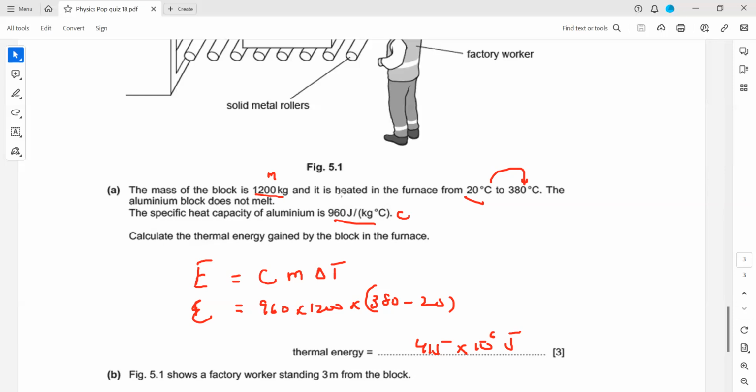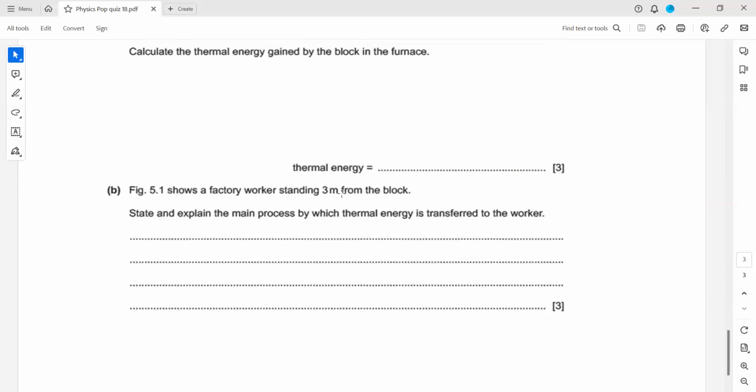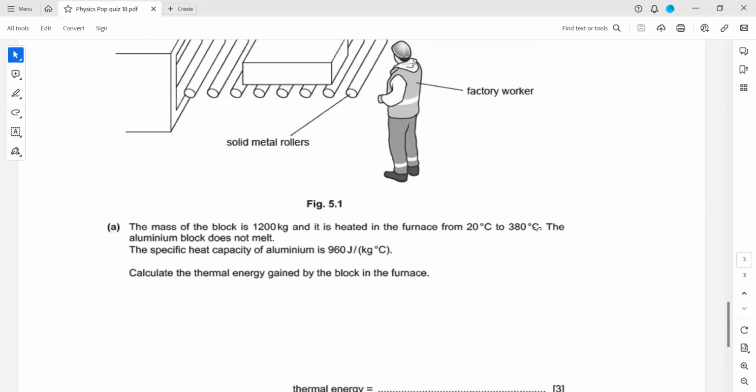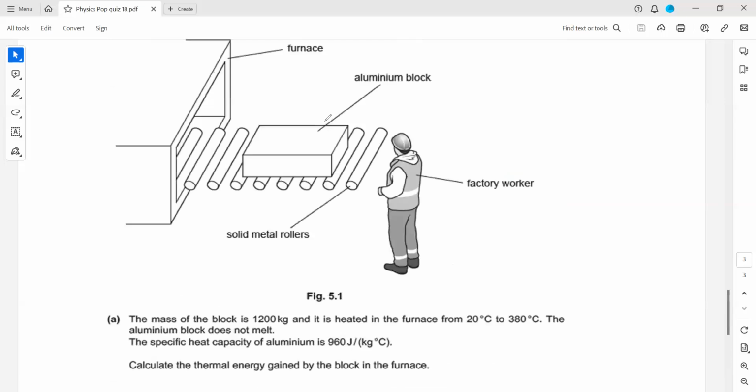The next is, figure 5.1 shows a factory worker standing 3 meters from a block. State and explain the main process by which the thermal energy is transferred to the worker, and it's of 3 marks. So how does the thermal energy reach, because it's a hot object and a hot object releases infrared radiation or IR radiation. So the infrared radiation will also reach this worker. And how can this radiation reach, because infrared radiation does not require a medium, it can travel through vacuum.